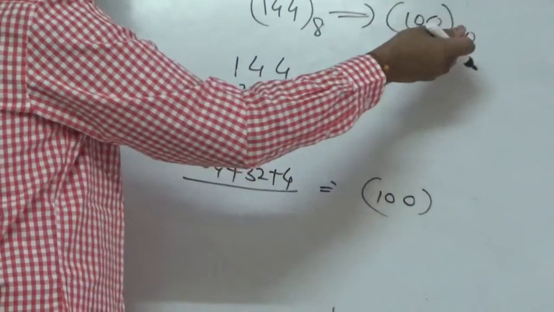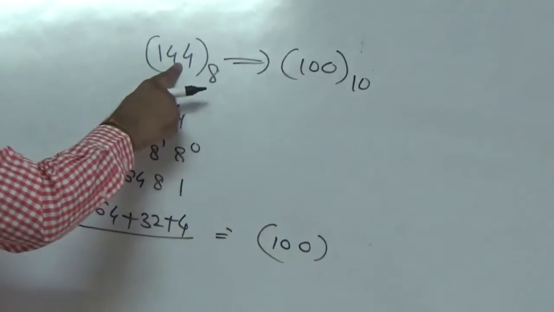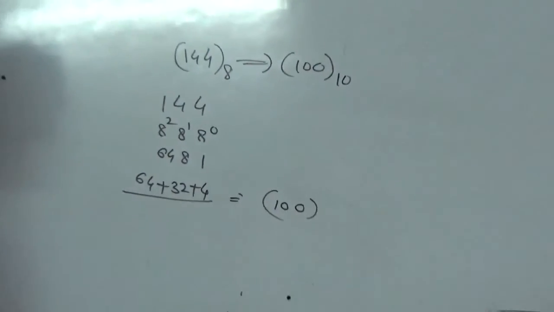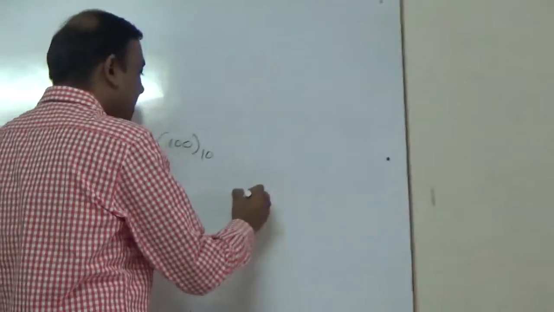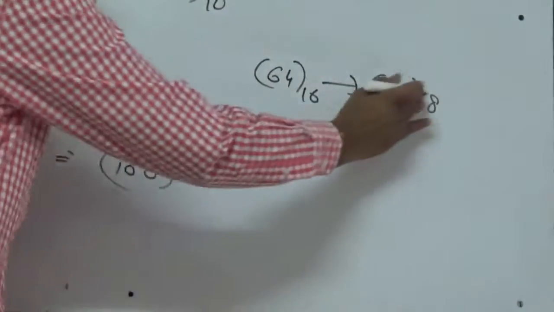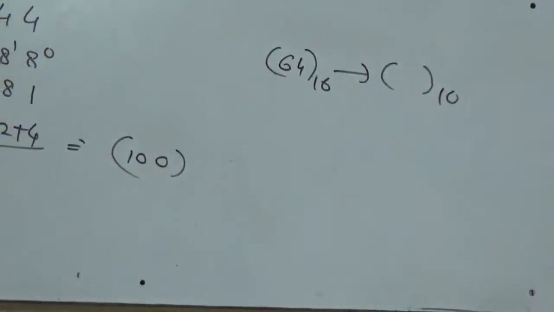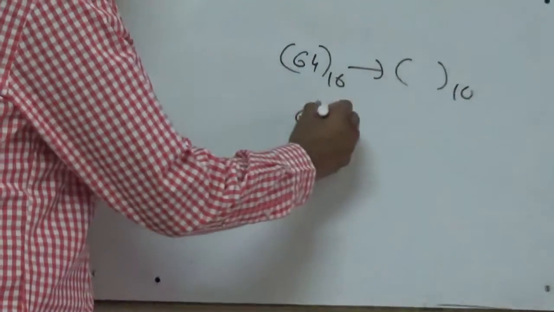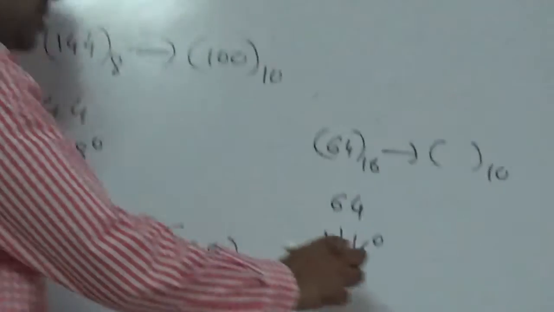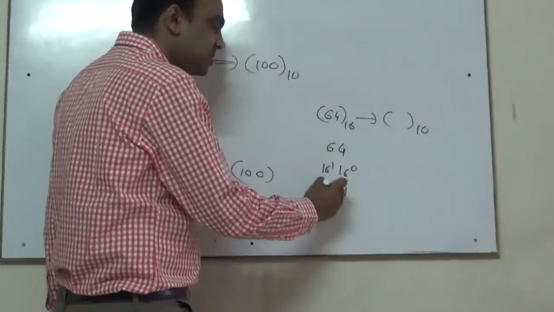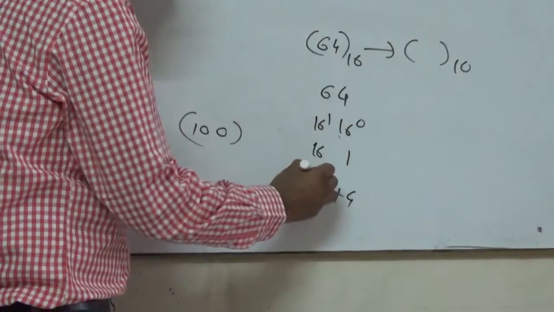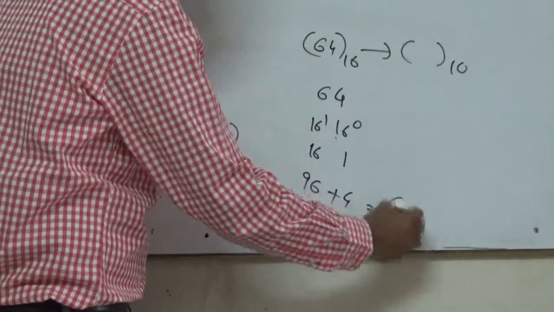We already discussed that 100 in octal is 144. So what is the equivalent decimal of 144? It will be 100. Similarly, suppose I have a hexadecimal number and I want to convert it to decimal. What will I do? This time I will use the powers of 16. So here it is 64. 16 raised to 0 and 16 raised to 1. What is 16 raised to 0? It is 1. And 16 raised to 1 is 16. Multiply. So 1 into 4, 4, plus 16 into 6, it is 96. The total comes out to be 100 again.